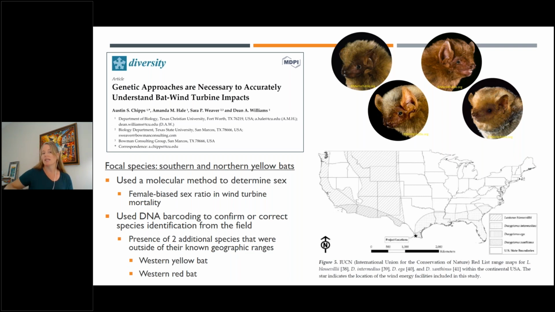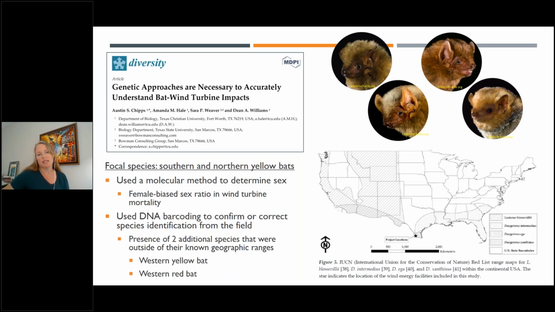It turned out there was a female-biased sex ratio in fatality of these yellow bats. And so what we don't know is, does this represent the population, and are there more adult females than males in this area? Or is there a difference in behavior? And is there something about female behavior that's putting them at greater risk of interacting with wind turbines? But these are some questions worth pursuing.